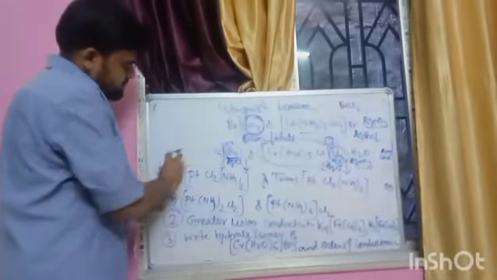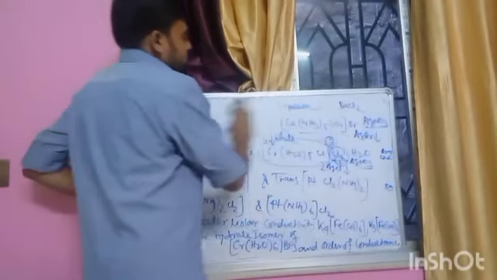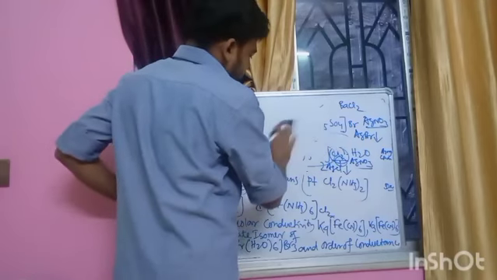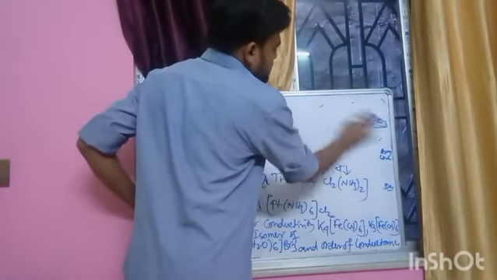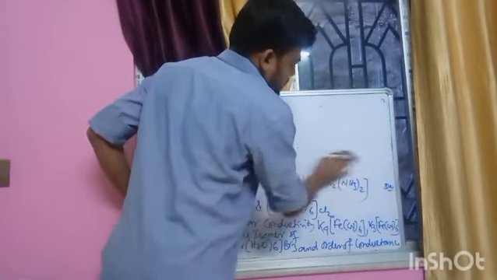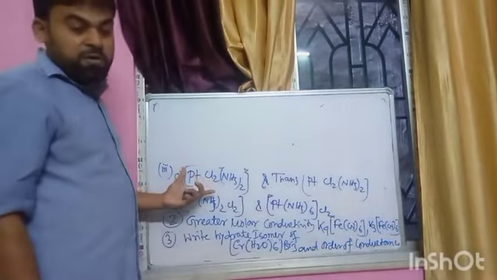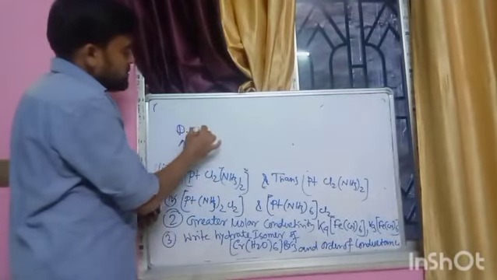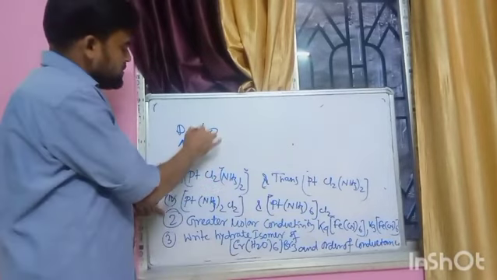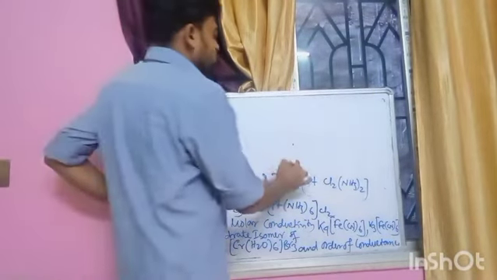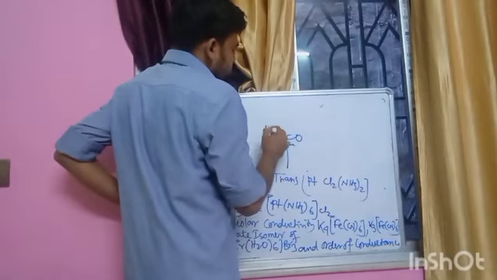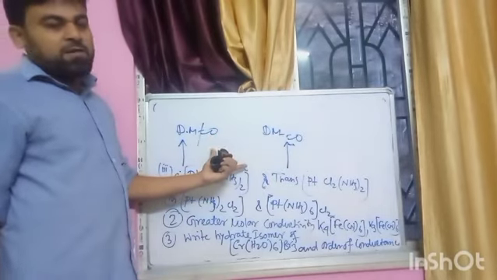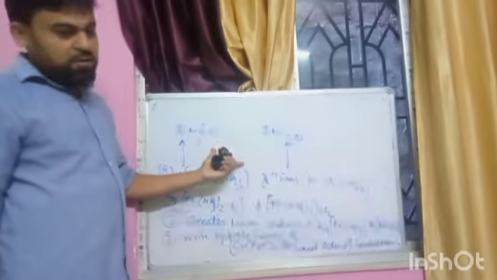Let us discuss question number 3. Here the distinction between cis-PtCl2(NH3)2 and trans-PtCl2(NH3)2. There is only one distinguishing experiment between them, the dipole moment. In the cis isomer the dipole moment is not equal to 0, but in the trans isomer the dipole moment is equal to 0. So dipole moment is the specific distinguishing experiment between them.